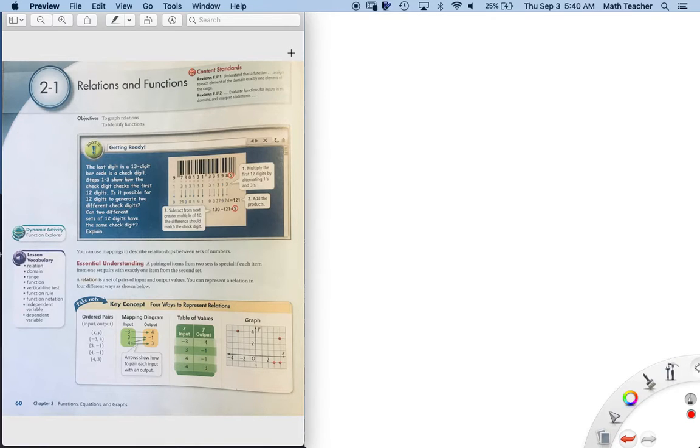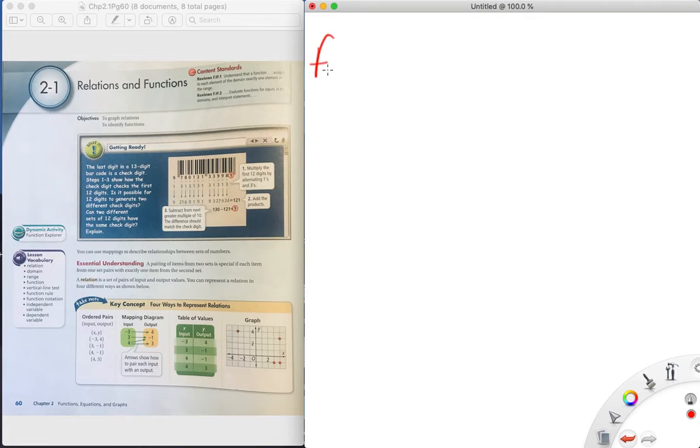Okay, this is Algebra 2, Chapter 2, Section 1, Relations and Functions. The first thing this section talks about is the concept of a relation. And a relation, according to the book, is a set of pairs of input and output values.